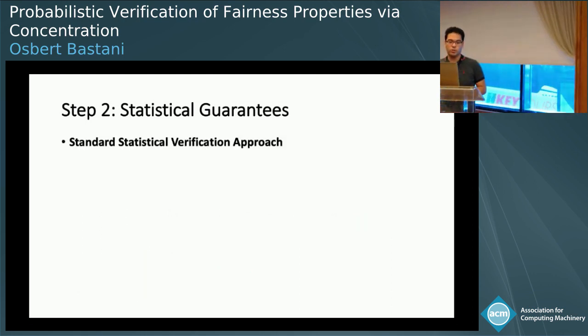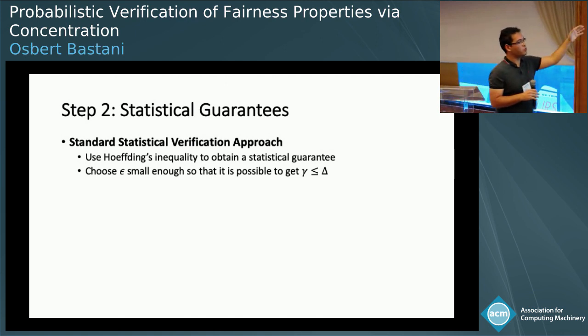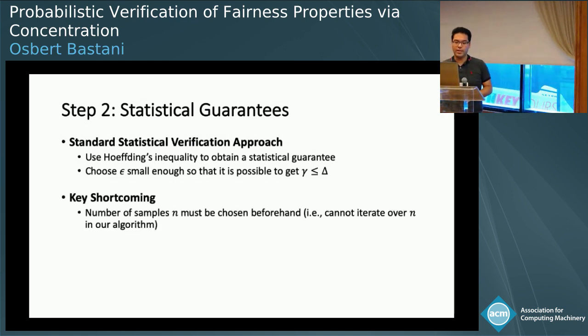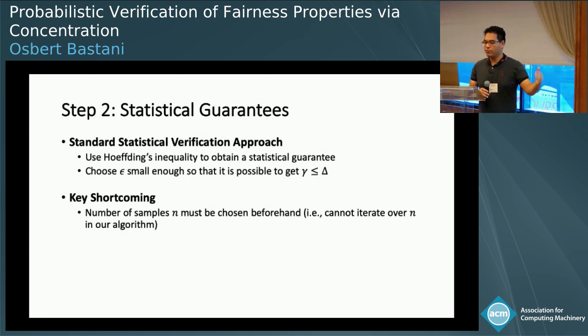So the standard approach to doing statistical verification would be to use Hoeffding's inequality to obtain a statistical guarantee. Basically the only thing we have to do is choose epsilon, and you can do this in a way so that it's possible to get the confidence threshold that we want. I'm not going to go into the details of exactly how this works, but you can look at our paper for that. The key shortcoming of this approach is that the number of samples in Hoeffding's inequality must be chosen beforehand. So we can't choose different numbers of samples and see if it holds. Hoeffding's inequality would no longer hold if we did that.